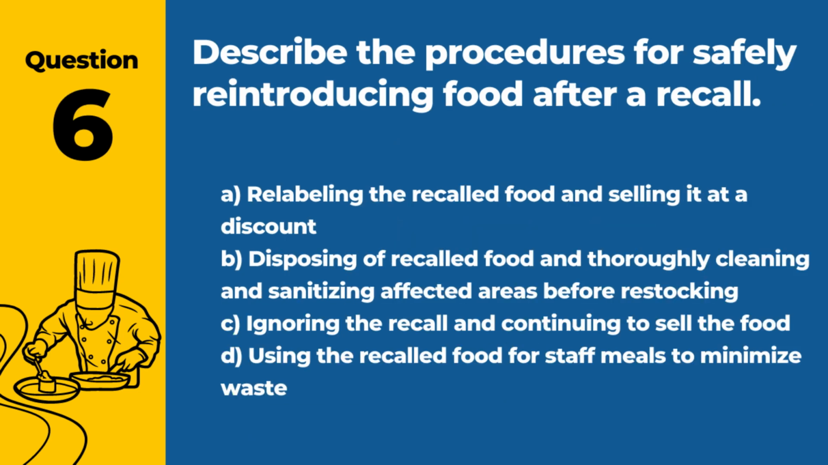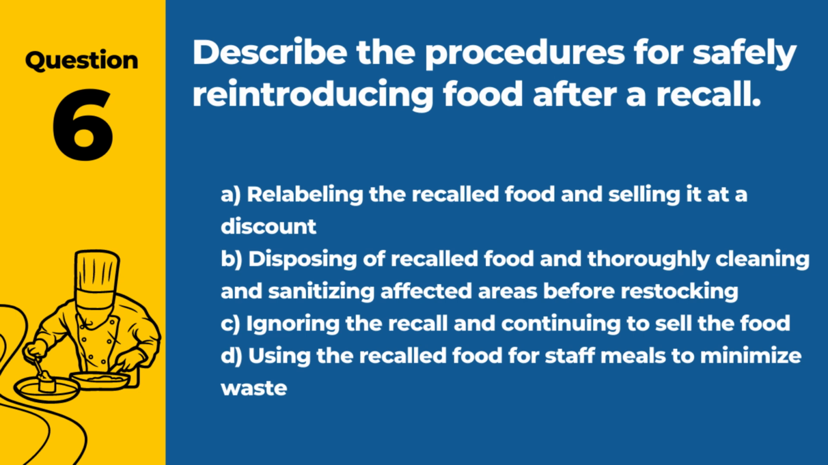Question 6. Describe the procedures for safely reintroducing food after a recall. A. Relabeling the recalled food and selling it at a discount. B. Disposing of recalled food and thoroughly cleaning and sanitizing affected areas before restocking. C. Ignoring the recall and continuing to sell the food. D. Using the recalled food for staff meals to minimize waste.